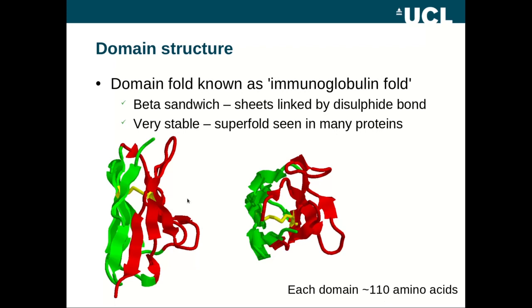As I said, it's very stable, and part of that stability comes from the fact that we have these two beta sheets shown in green and red, and they're linked together by a disulfide bond, which is shown in yellow. So the views that I have on the left and right here, basically the view on the right is the view on the left, but then rotated out of the plane of the screen towards you. So you're looking from the top of the view on the left.